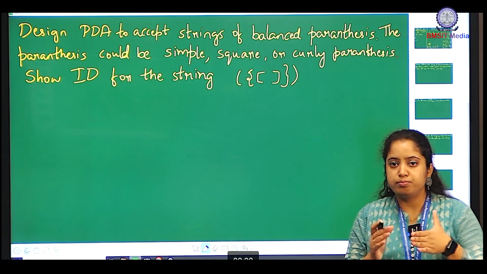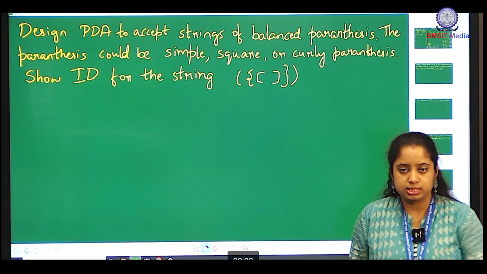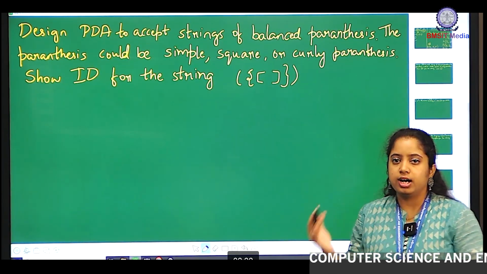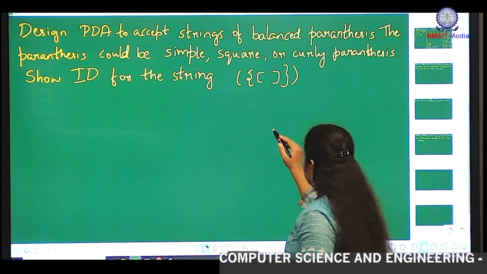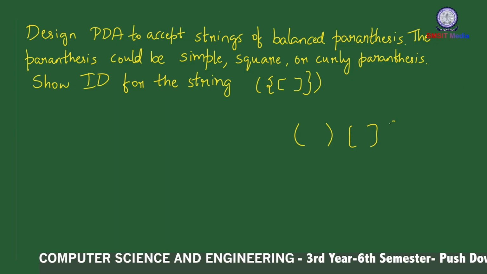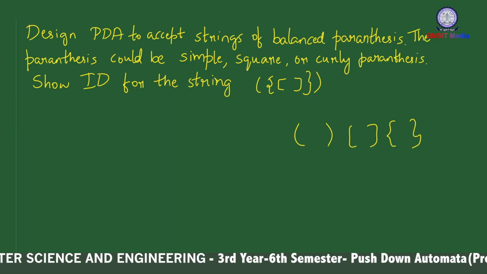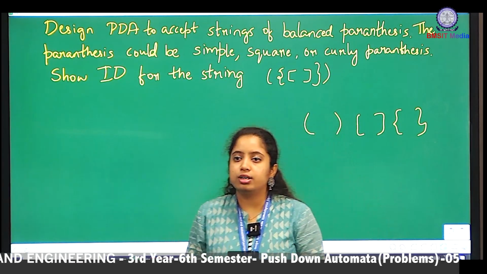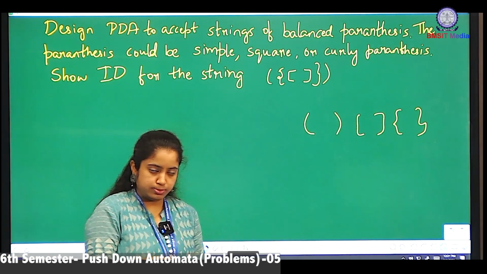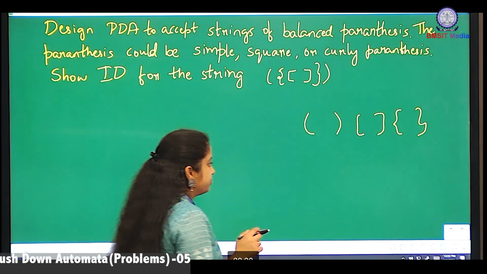So we need to have a balanced parenthesis, in the sense that when you open a parenthesis, the other parenthesis should be closed. So we have simple, square and curly parentheses, and this has to be a balanced parenthesis. So we will see an example for balanced parenthesis as well as imbalanced parenthesis.